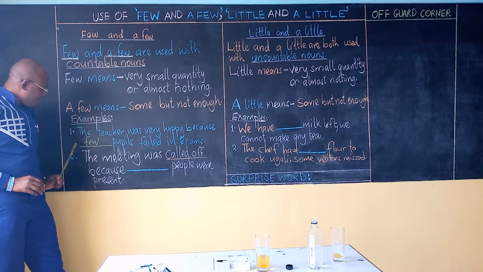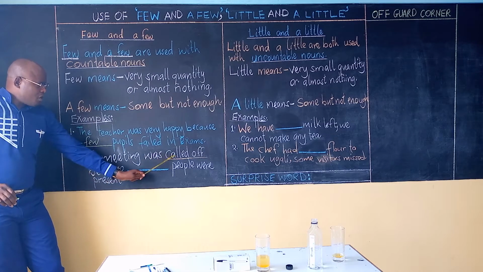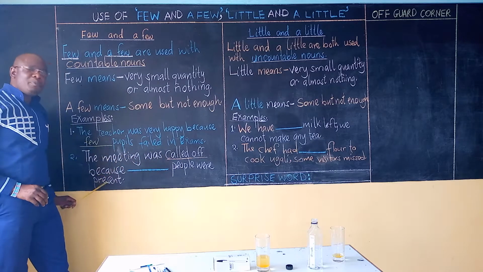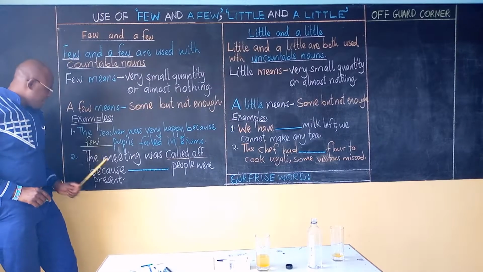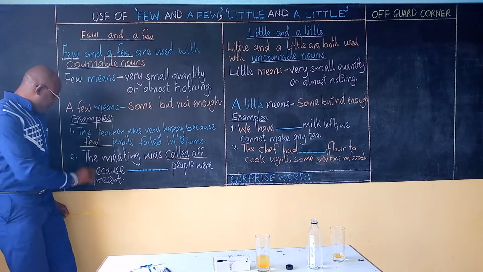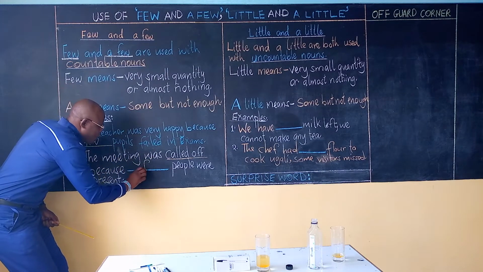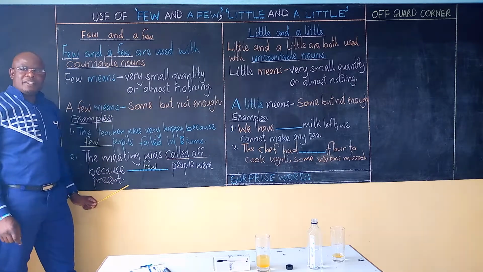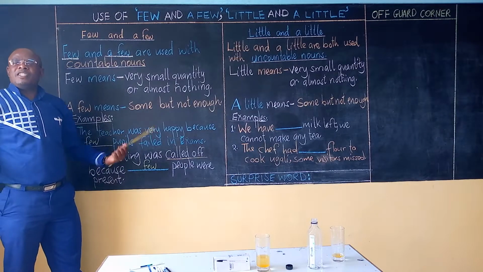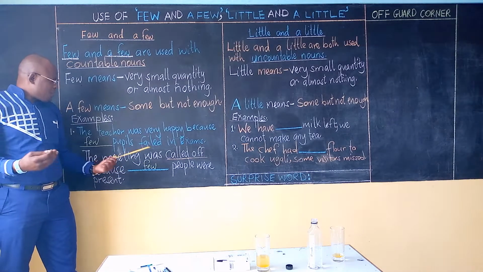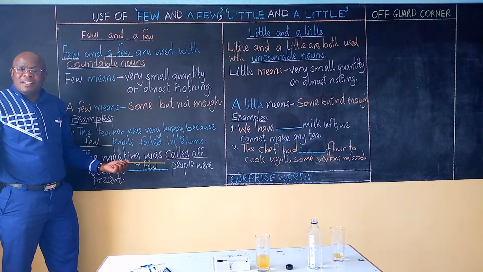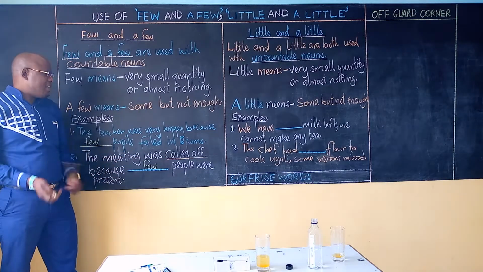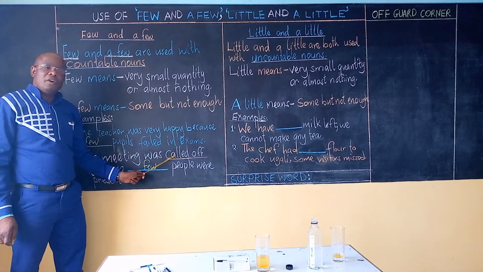Can we try the second one? The meeting was called off because dash people were present. The meeting was called off because few people were present. Maybe we were expecting 20 people to attend the meeting, but only a handful, like 8, attended the meeting. And the chairman says, no, we can't continue this meeting. The meeting stands called off.